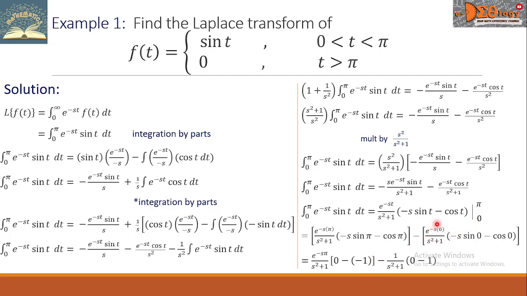e raised to negative s times 0 is simply 1 all over the denominator s squared plus 1. Sine 0 here is 0, multiplied by negative s is 0, minus cosine 0 is 1. When we simplify further, we can see that we have this e raised to negative s pi plus 1 all over s squared plus 1. This is the final answer.